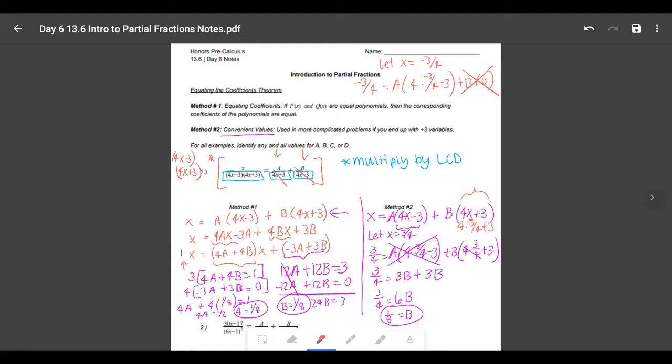All right, and then if I were to simplify, I get negative 3/4 equals, the 4's go away, I get negative 3a minus 3a, which is negative 6a. So negative 3/4 equals negative 6a. If you divide by negative 6, you get positive 1/8 again. All right, so we get the same answer for a and b using method 1 and method 2. So you can decide which method you like better, equating coefficients or convenient values, and you can use it pretty much for any problem.